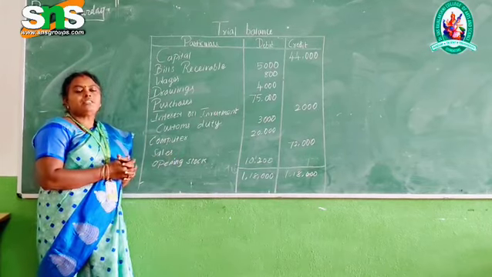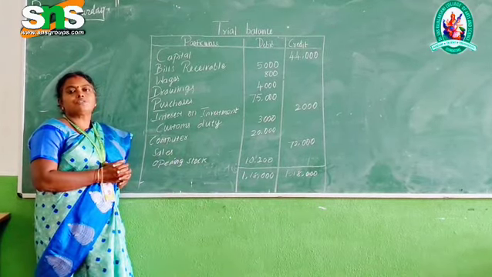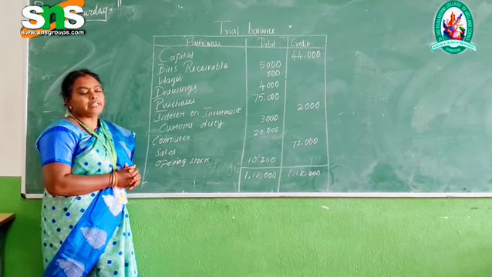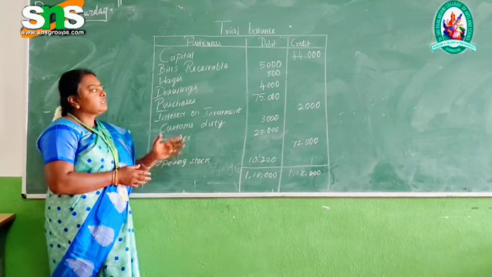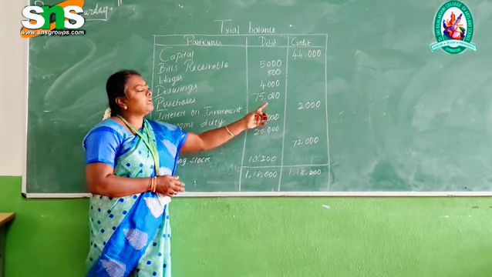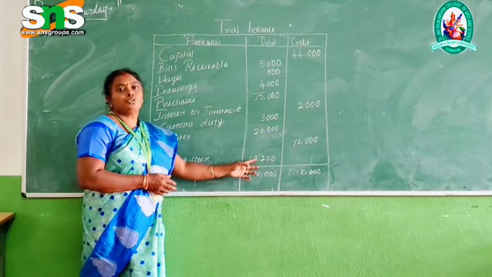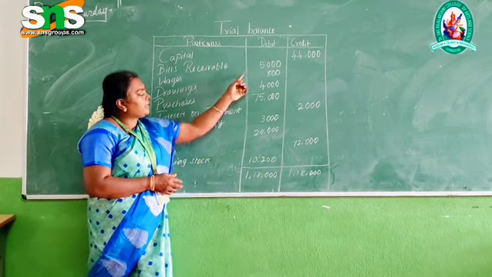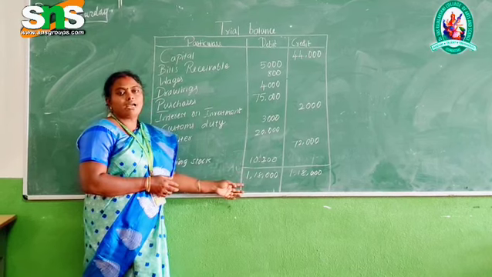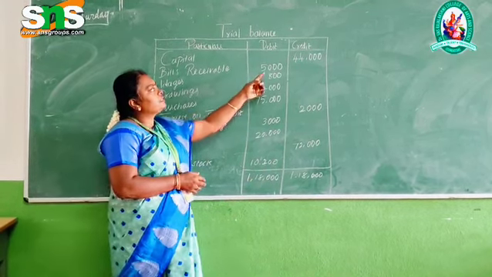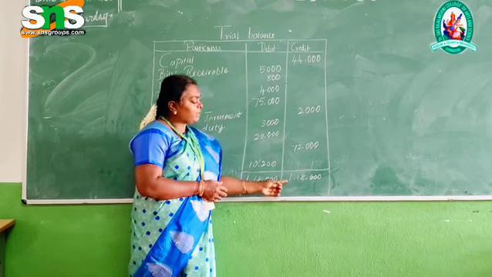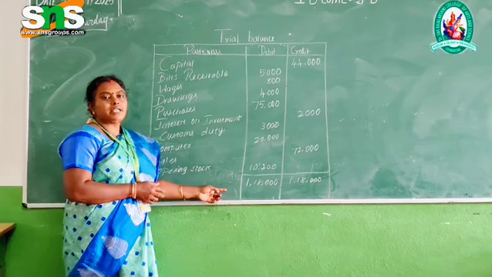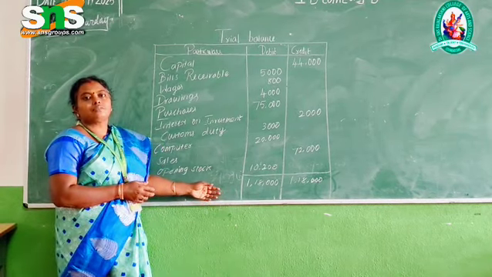Once again I am saying that all expenses and losses will come on the debit side, and all incomes and gains will come on the credit side. What we have to do is make the debit side total and the credit side total the same. Then only the sum will be correct. Calculating the debit side, we get 1,18,000. Calculating the credit side, we also get rupees 1,18,000. So the totals are the same, and the sum is correct.